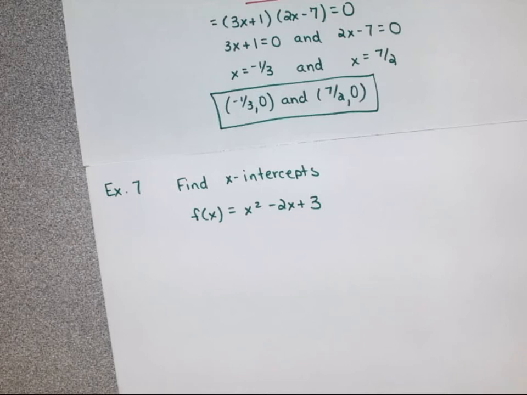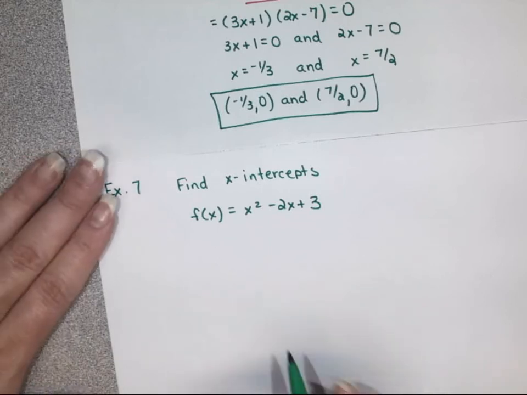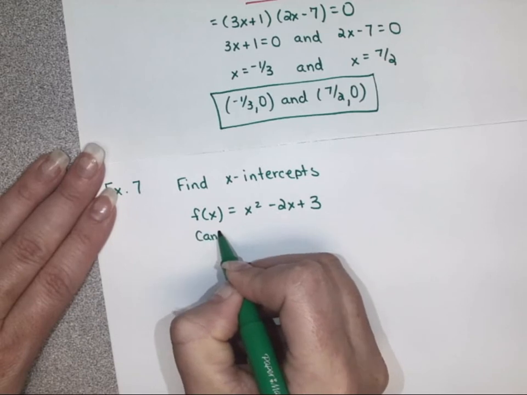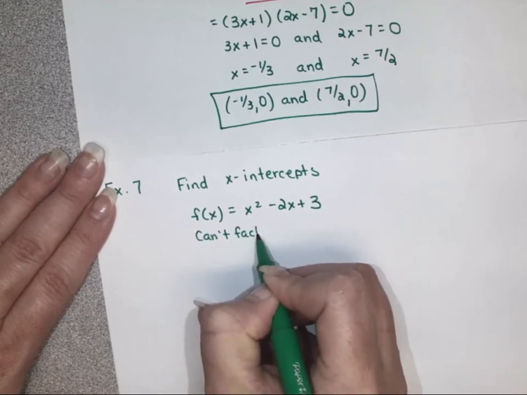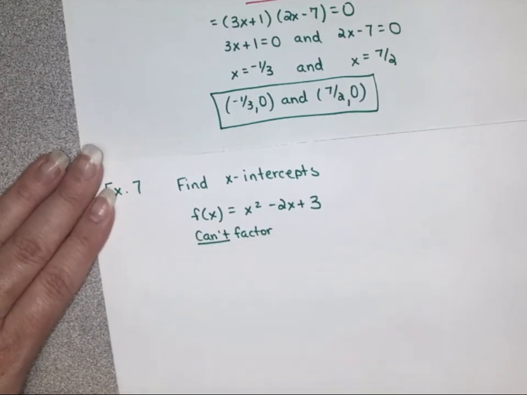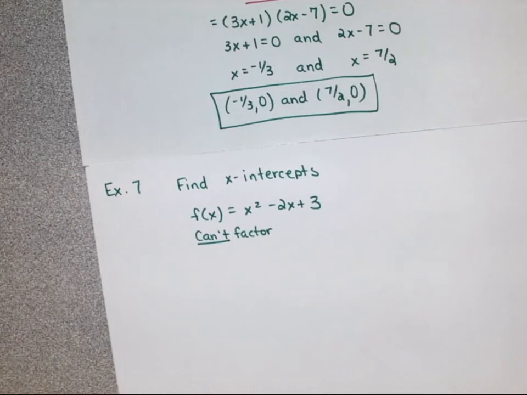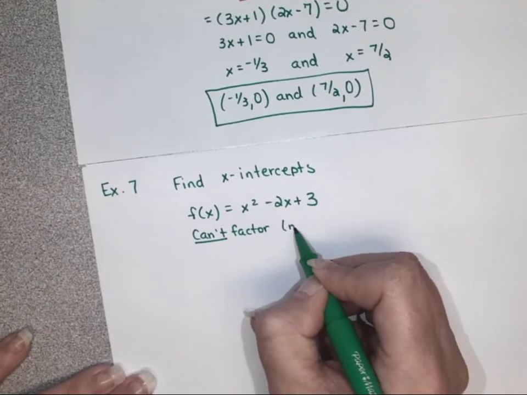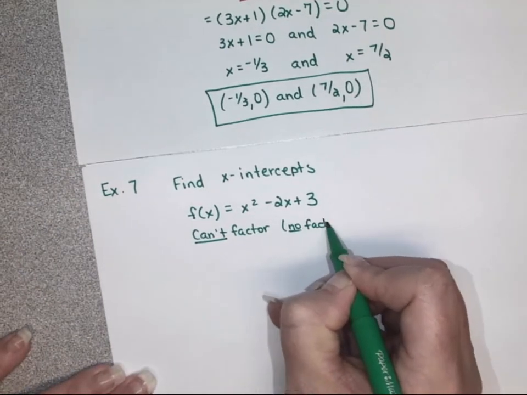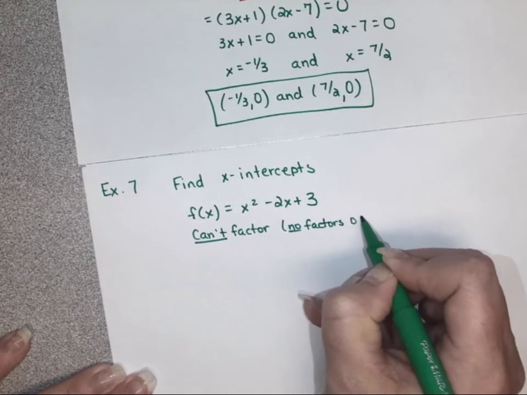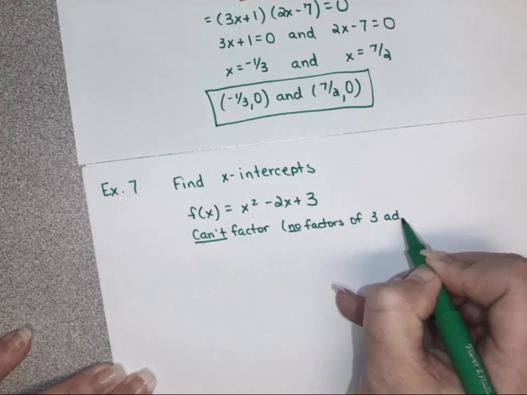So I wanted to pick this one specifically because I know you might think this looks like it can factor, and I can see why you'd think that. But this one actually can't factor. Okay, and let's talk about why. It's because no factors of 3, positive 3, could ever add up to negative 2.